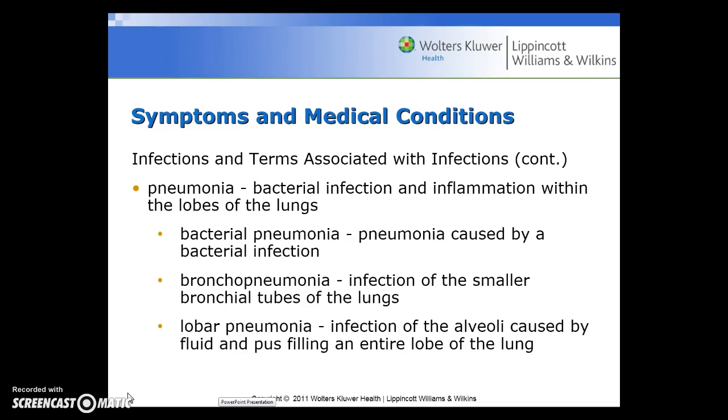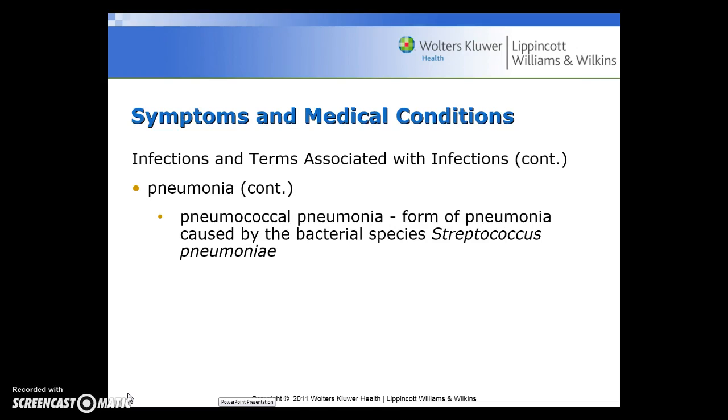Pneumonia is a bacterial infection and inflammation within the lobes of the lung. There are several types of pneumonia. Bacterial pneumonia is pneumonia caused by a bacterial infection. Bronchopneumonia is an infection of the smaller bronchial tubes of the lungs. And lobar pneumonia is an infection of the alveoli caused by fluid and pus filling an entire lobe of the lung. Additionally, pneumococcal pneumonia is a form of pneumonia caused by the bacterial species Streptococcus pneumoniae.